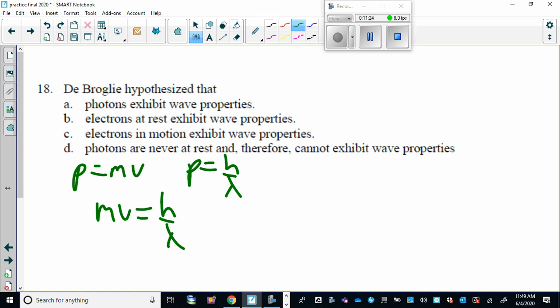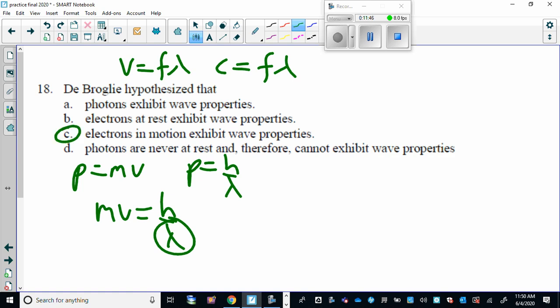So we always associated wavelength with this, or more specifically this. We always associated wavelength with the speed of light when you're dealing with electromagnetic radiation. De Broglie hypothesized, well, can things with mass have a wavelength? And therefore the answer is C. Electrons in motion exhibit wave properties. Okay.